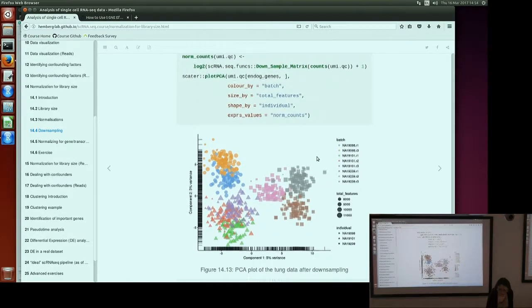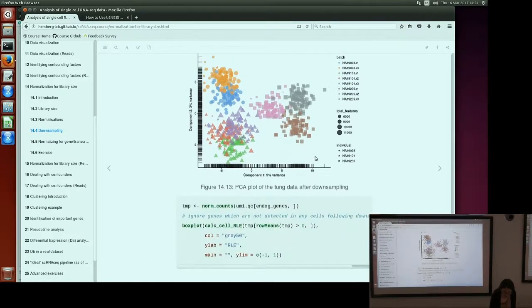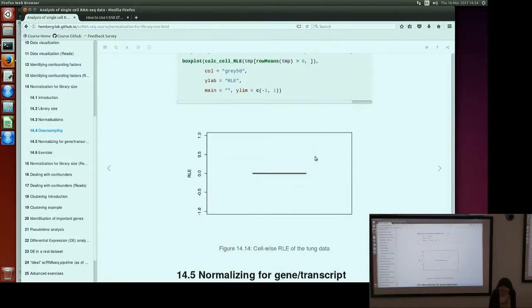And then if we plot the PCA of this, you can see again, very nice differentiation of the different individuals, as well as a little bit of batch effect, but not as bad. It looks pretty close to the counts per million case. And if we look at the RLE, it's now completely flat because all of the library sizes are now exactly the same.